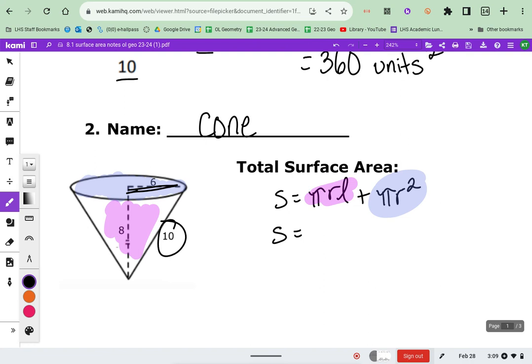Wait, what's the one where it goes all the way across? Diameter. Yeah, diameter. So diameter would be 12. So pi times 6 times 10 plus pi times 6 squared.